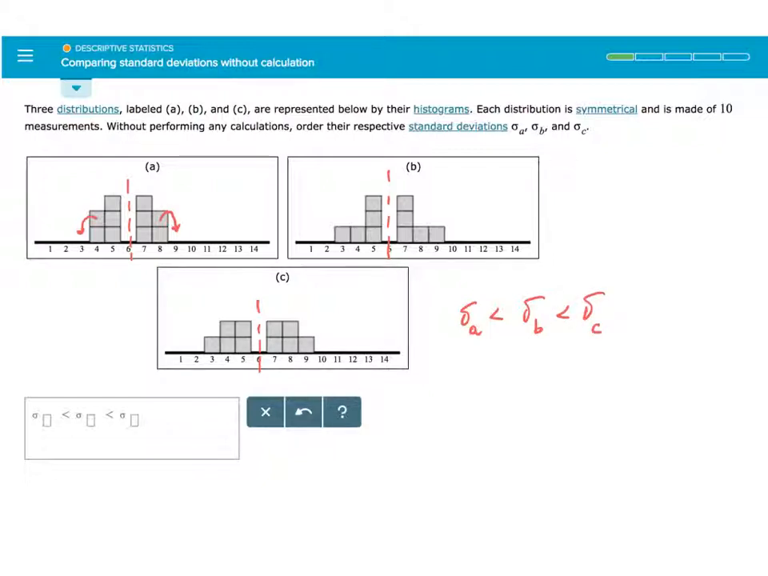This is my conclusion. Please remember that the farther away your elements are from the mean, the bigger the standard deviation will get.